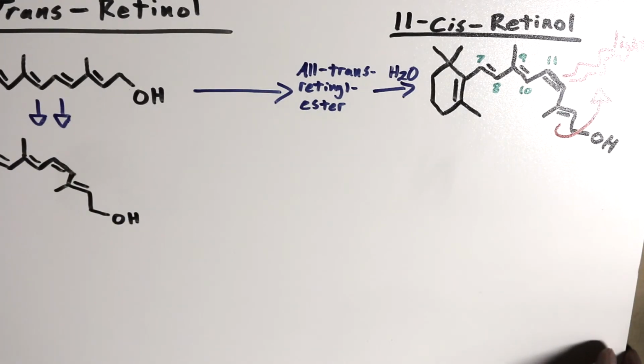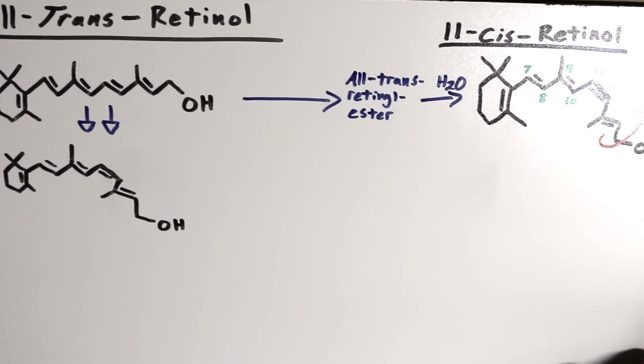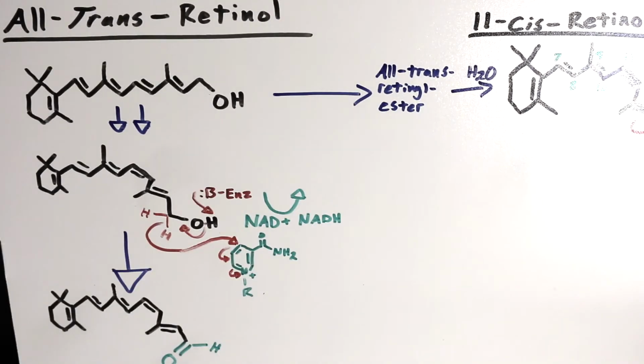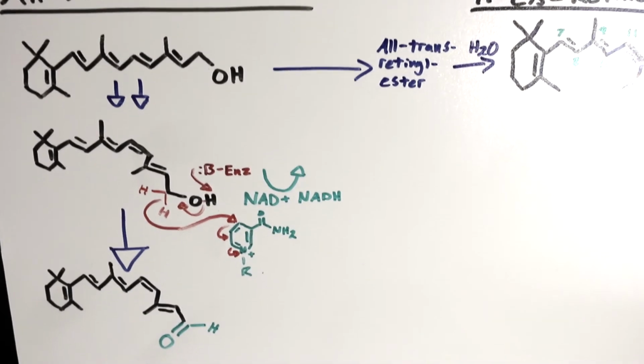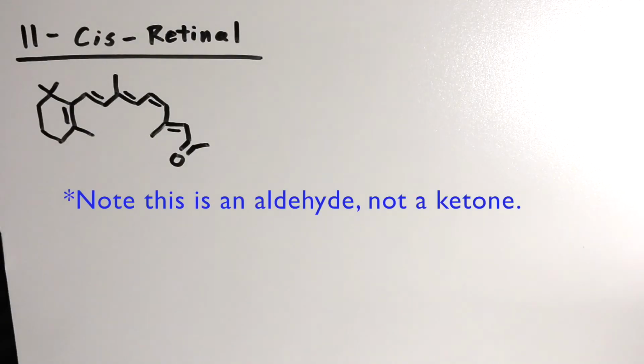Next, our 11-cis retinol is converted to 11-cis retinal. This mechanism requires the NAD plus from earlier to take the hydrogen and its electrons in order to convert back to NADH. This forms a carbonyl, which is our aldehyde. Now that our aldehyde is in the 11-cis configuration, we are ready to add opsin.